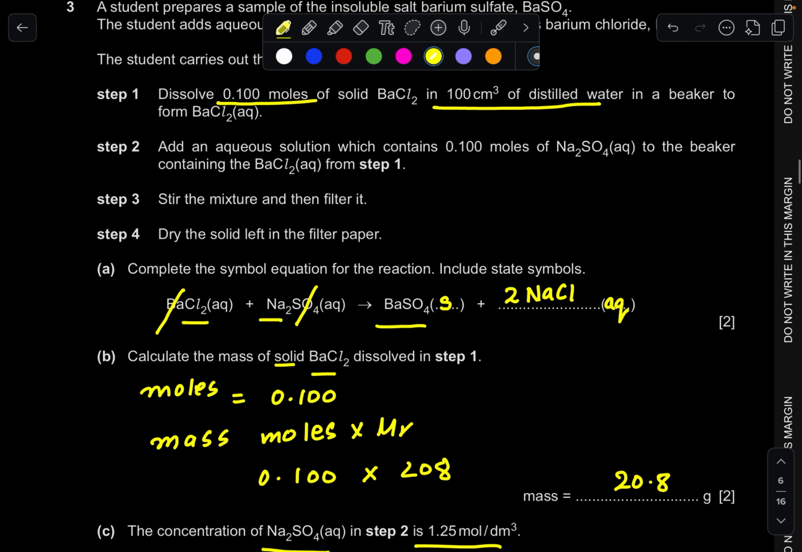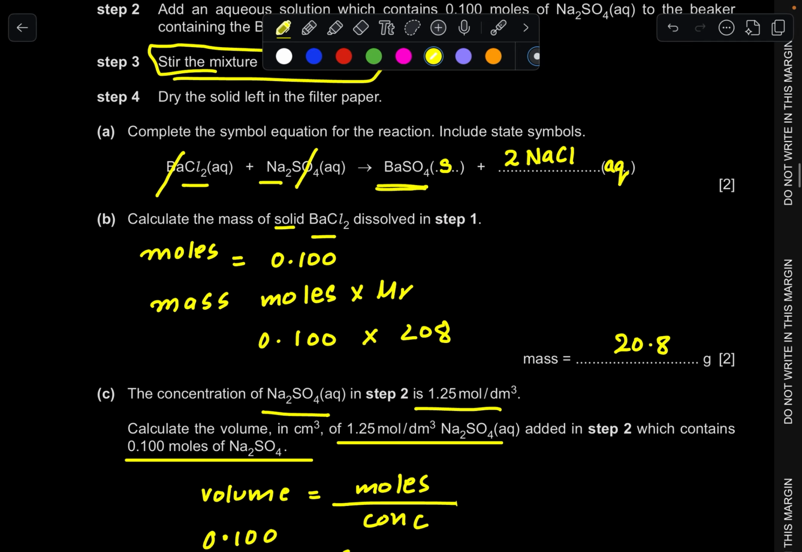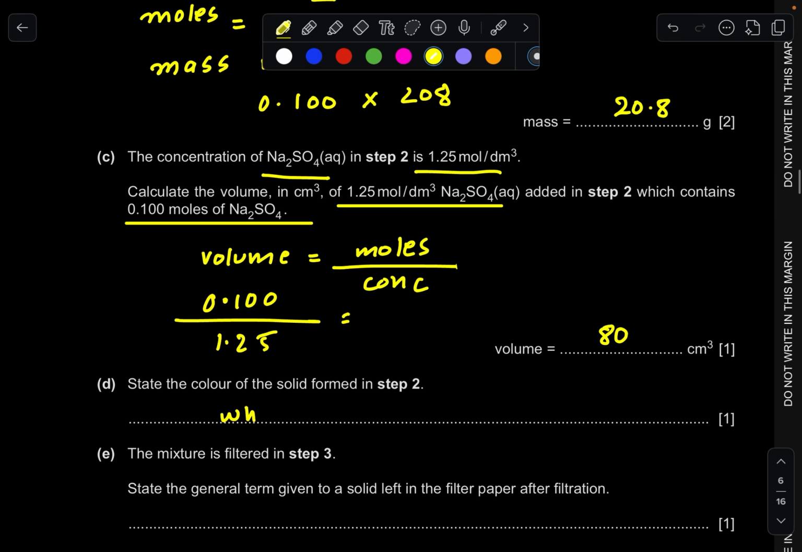State the color of the solid formed in step 2. Okay, so step 2: add aqueous solution of this to the beaker containing this from step 1, stir the mixture and then filter it. So what kind of solid are we forming? We're forming a precipitate, right, of barium sulfate. So barium sulfate, group 2 salt, is going to be white in color. So white color.